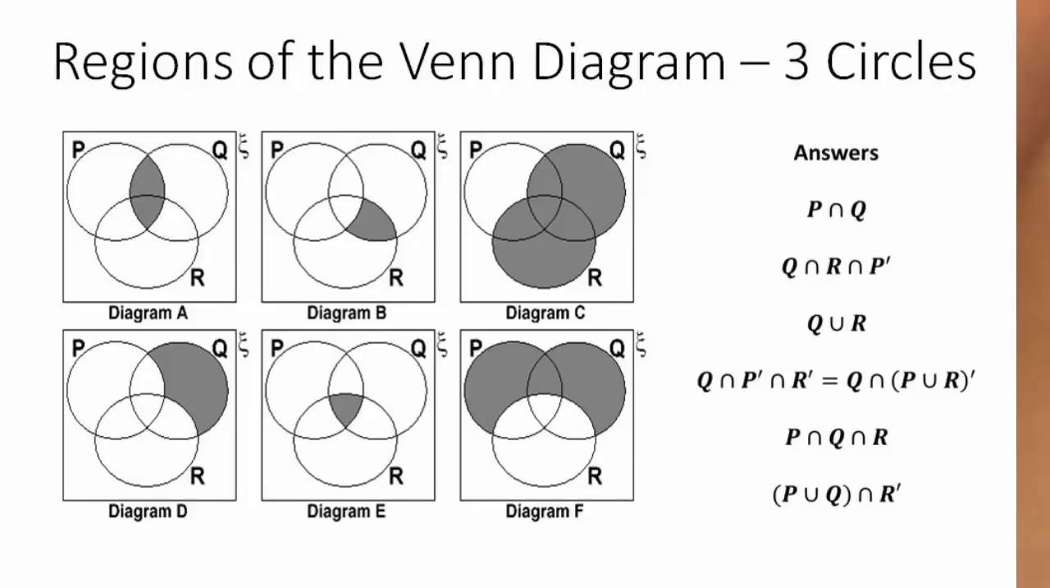It's the intersection of all 3 circles, so we just write P and Q and R. And finally, in diagram F, well, we want everything which is in P and Q, but also not in R. So we'll take the union of P and Q, and then not R. Quite simple really, and so we end up with P or Q and not R.